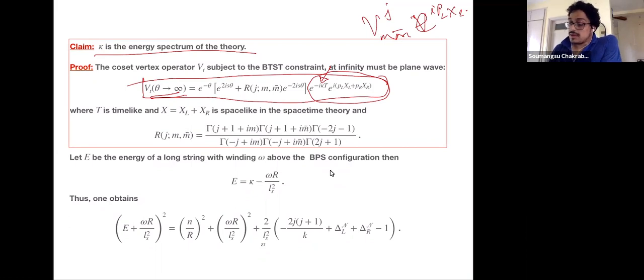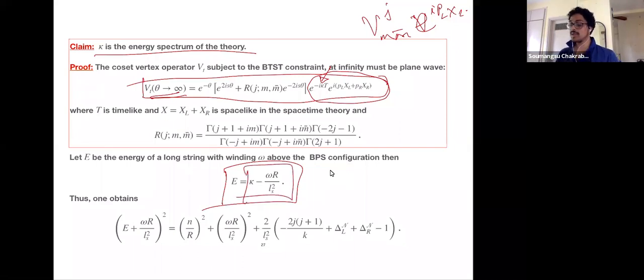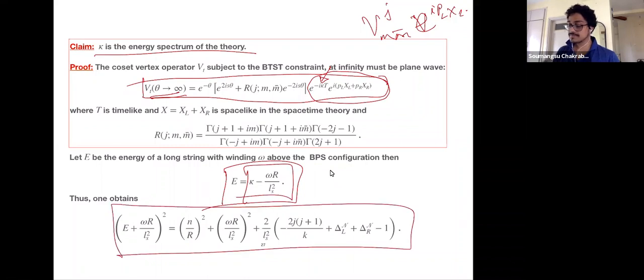Now, I could have stopped here, but I'm going on because I want to derive the TTbar deformation spectrum. What I do here is subtract the energy of a BPS string that has winding W along a circle of radius R. It's a constant shift of the energy, and once I do that, I get this. I could have stopped here as well, but let me go on and derive the spectrum.